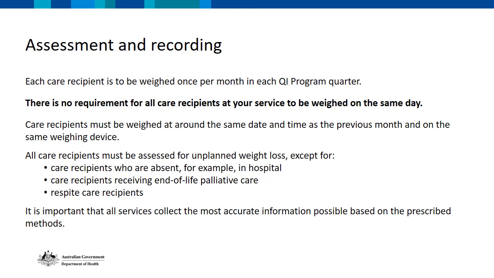If a care recipient cannot be weighed, it is still good practice to monitor them using alternative means such as mid-arm or calf circumference or malnutrition screening. This ensures changes are identified and appropriate strategies put in place. Now let's take a look at a few scenarios.